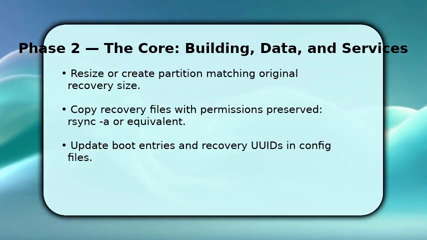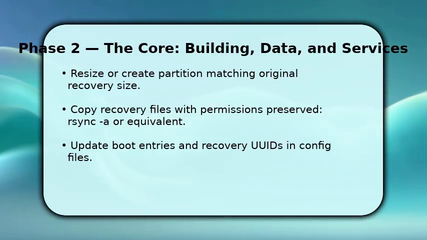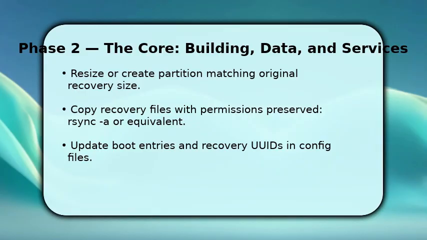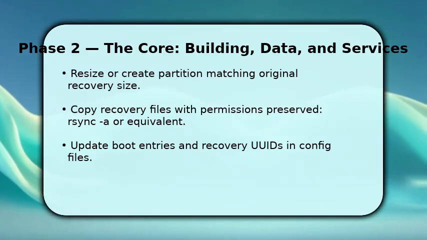After copying, update configuration entries that point to the recovery UUID or device. Replace old UUIDs with the new one in bootloader and recovery config so the system finds it. Make sure to refresh initramfs or equivalent. This registers the new layout.